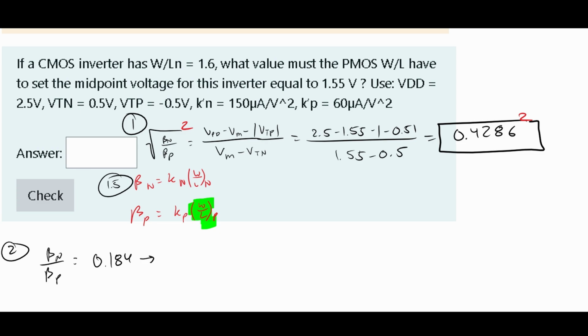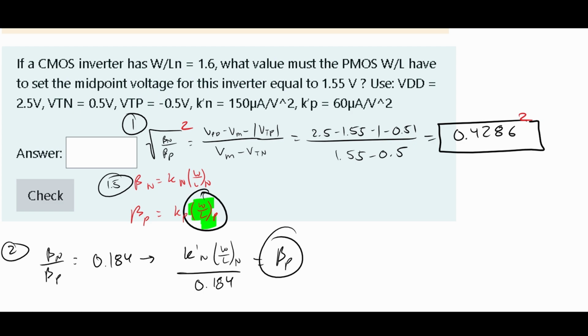And now we can bring our beta p by itself. Our beta n, remember, is going to be all of this right here. We're going to have our K prime n being multiplied by our W over L of n, and this is going to be divided by 0.184, and this is equal to beta p. I'm sorry, it is equal to beta p, but we only want to find the W over L of p. So instead of writing beta p, we're going to write W over Lp, and we're going to divide both sides by this Kp. So K prime p is going to be on the bottom.